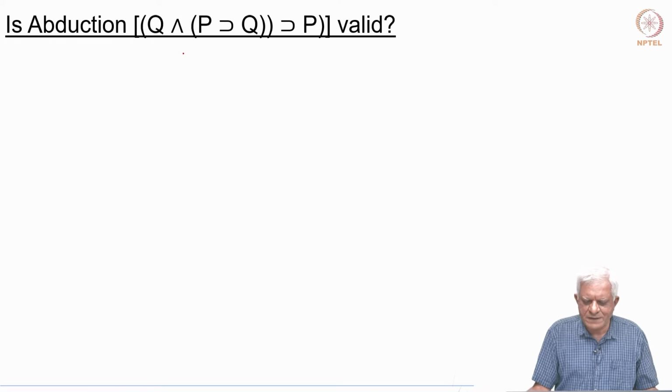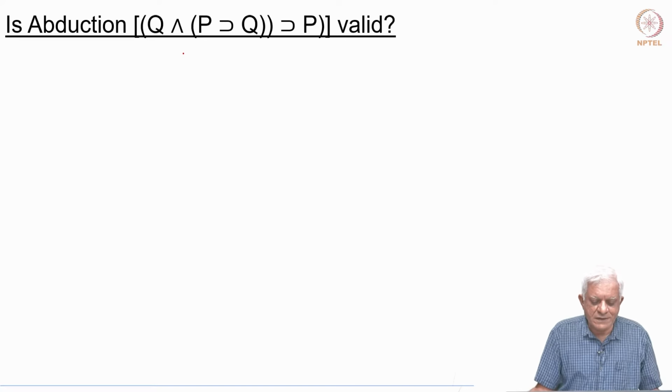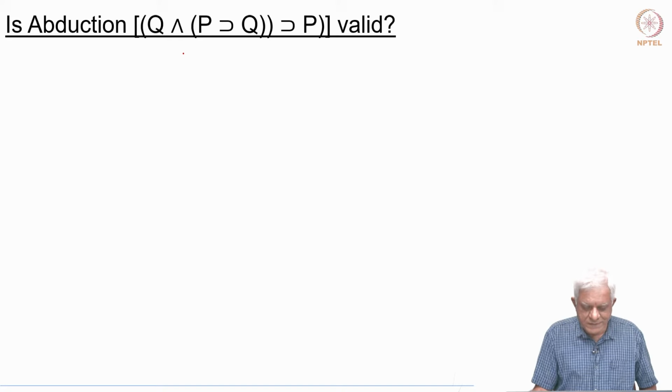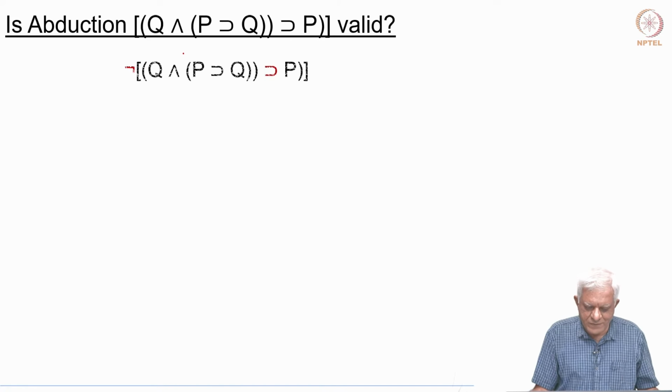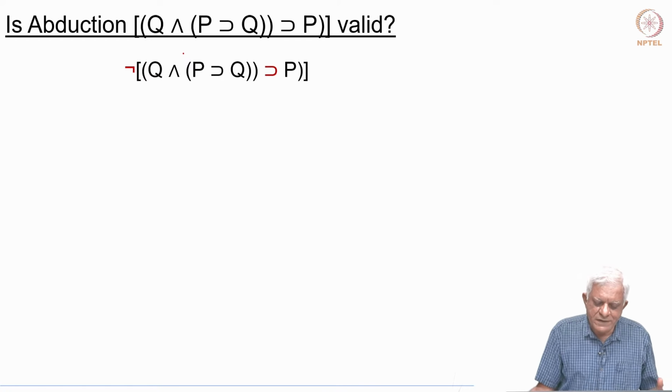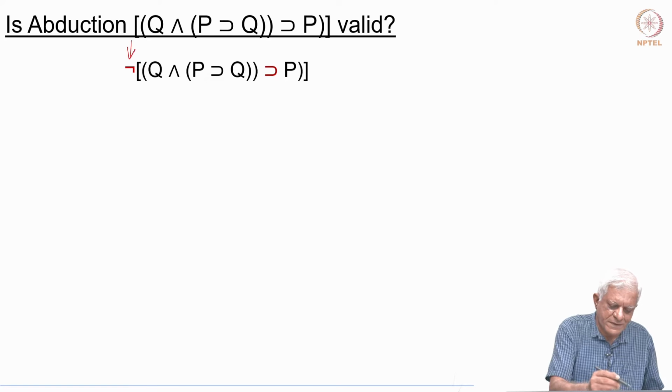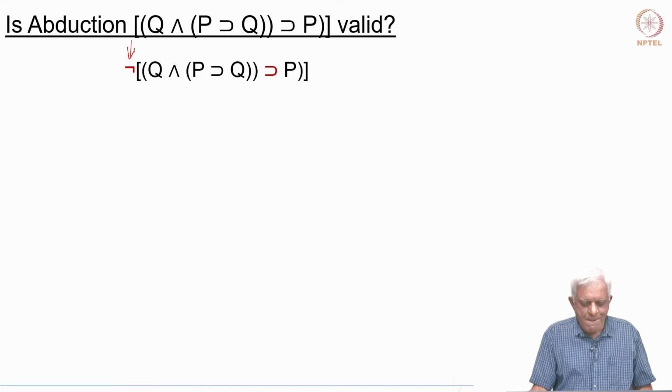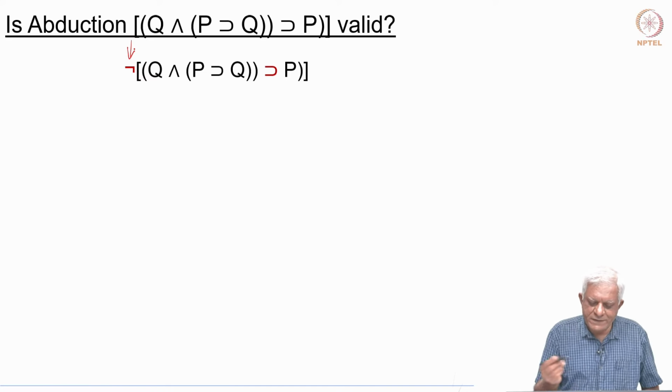Let us look at the abductive rule that we spoke about earlier. If you remember, that is Q and P implies Q implies P. So, let us do the same process here. First apply a negation, because that is what the method says, take the negation of the goal and then start eliminating connectives one by one essentially.